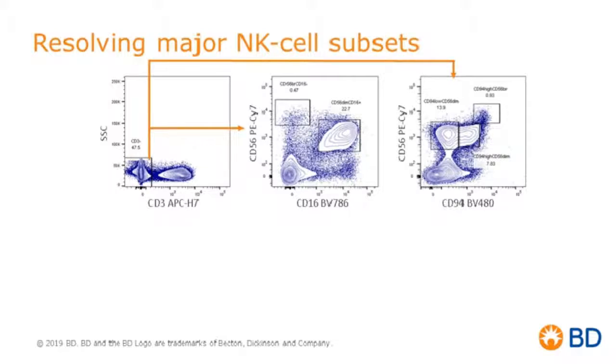So we see an intermediate population right there in the middle where it's CD56 high and CD94 positive. And then we'll have the more mature population that will have pretty much lost CD94 or expressed very low levels of CD94. From the backbone panel, we can still dig deeper into this subset.